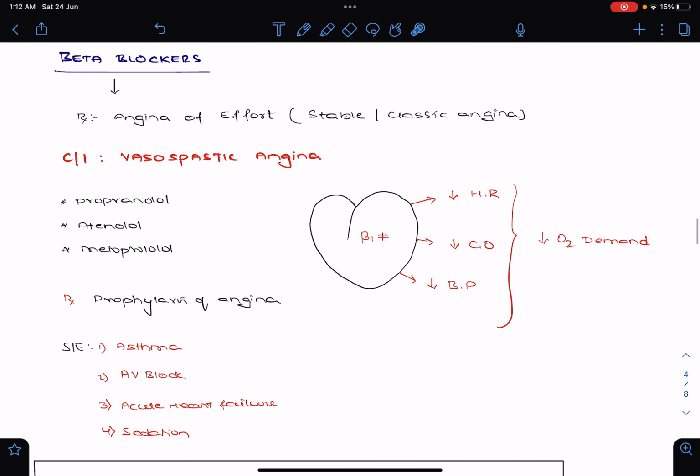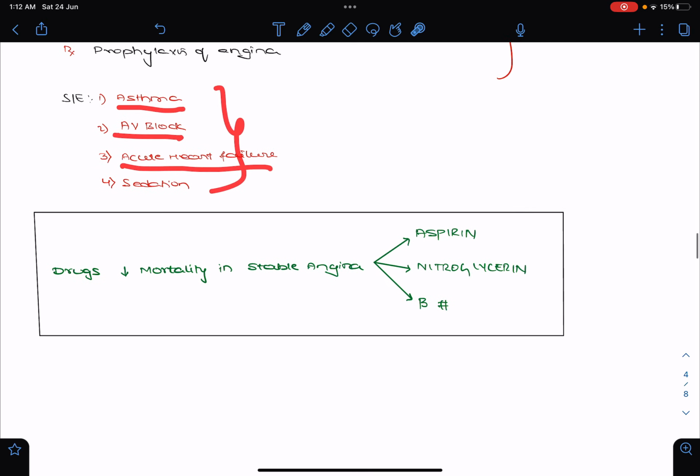So what are the conditions where beta blockers need to be avoided, or what are the side effects that the beta blockers can cause? So it can precipitate asthma in the individuals who are prone to asthma. So it should be contraindicated. Beta blockers are contraindicated in asthma as well as in case of AV block and in case of acute heart failure, and it can also cause sedation. So please remember, again these will be the contraindications: asthma, AV block, and acute heart failure.